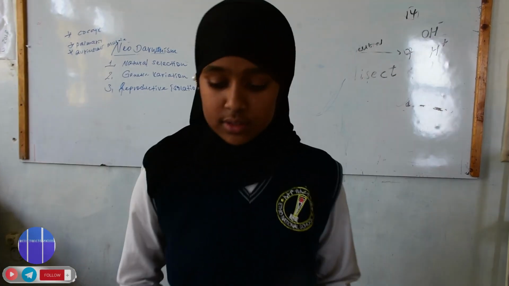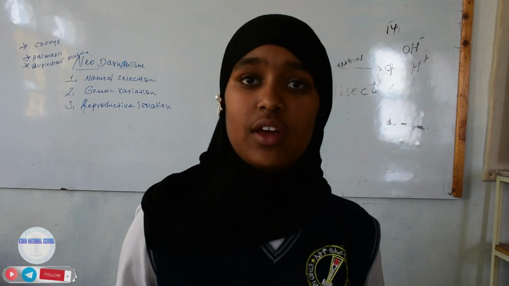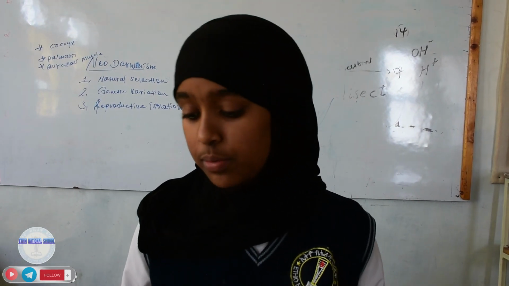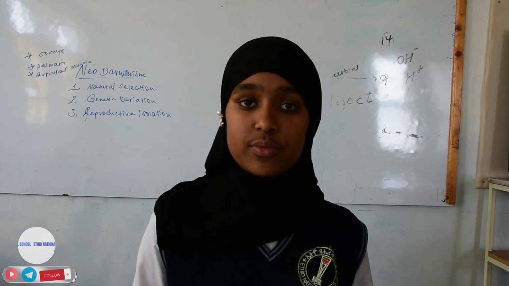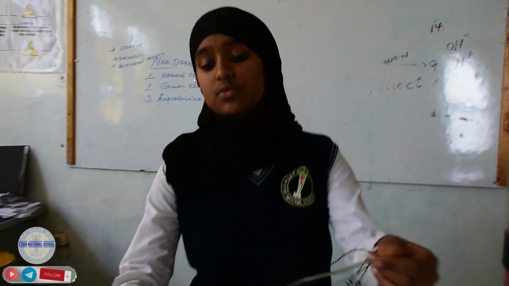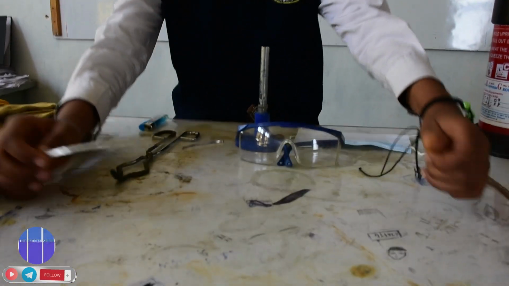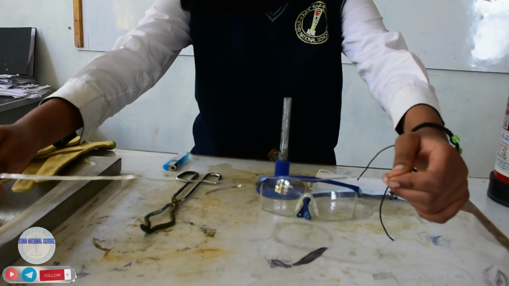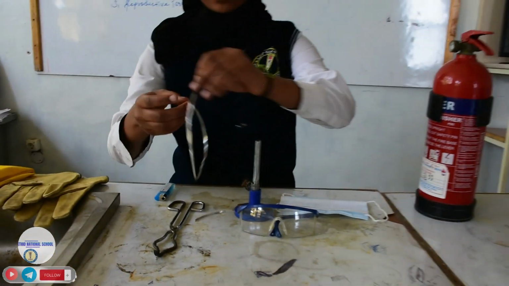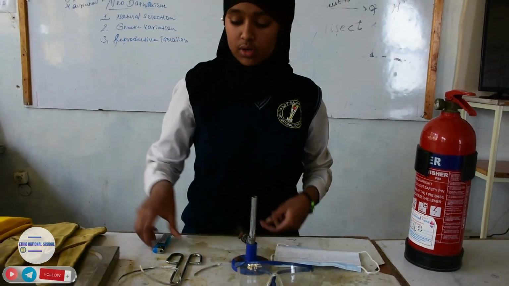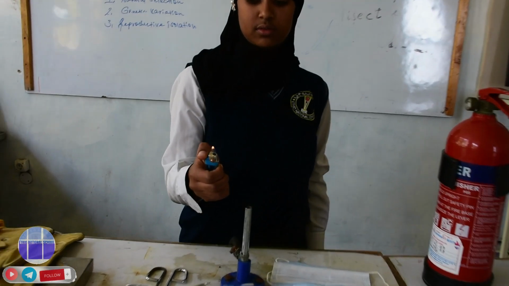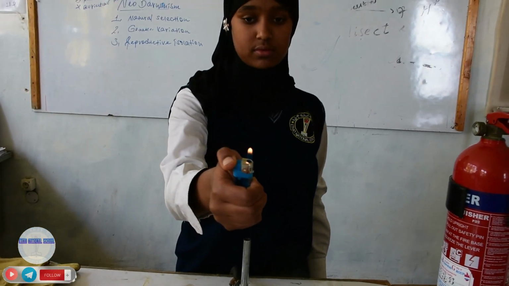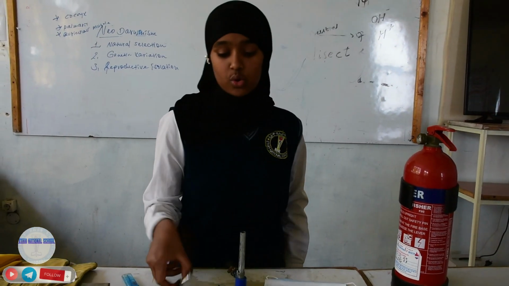Everyone, my name is FIRDOS Sultan again, and this is the moment you've all been waiting for. I'm going to burn magnesium ribbon, and the materials that we're going to use are obviously magnesium ribbon, as you can see here, and a Bunsen burner or lighter, and tongs.